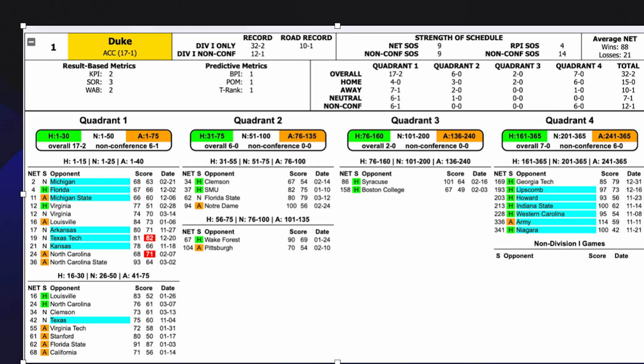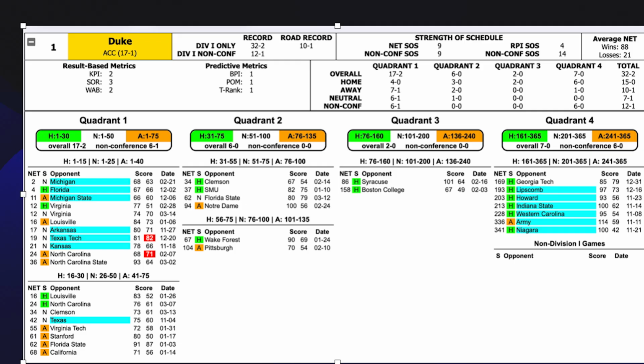So if you look closely, you can see where Duke was really good. The Blue Devils beat Michigan. They beat Florida. They beat Michigan State. Look at the quadrant 2 wins. You can exactly see how good Duke was. And then on the top right, you can see Duke's strength of schedule was ranked 9th, and their non-conference strength of schedule was ranked 9th as well.